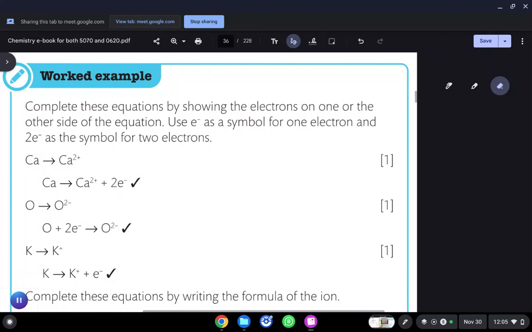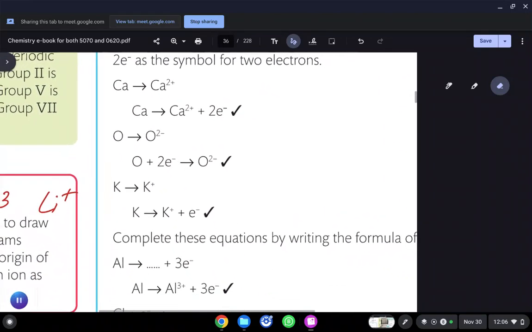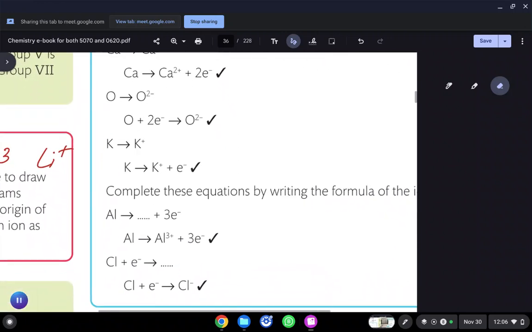Okay, as it is showing on your screen. In case of oxygen, you can see the oxygen was normal, without charge, but after the arrow, it has two negative charge. It means in the meanwhile, oxygen has gained two electrons. So if you want to show the gaining of electrons, you have to show those electrons before the arrow. Okay, similarly K positive and Al3 positive and Cl negative.